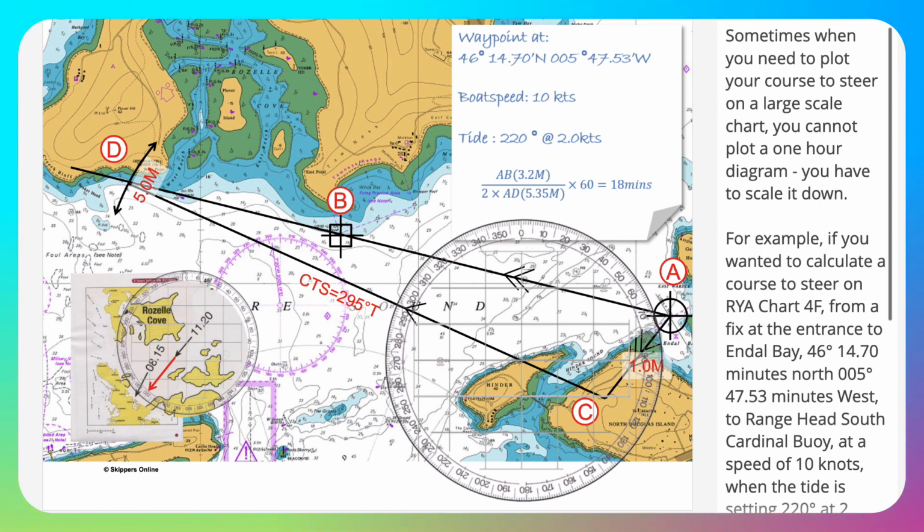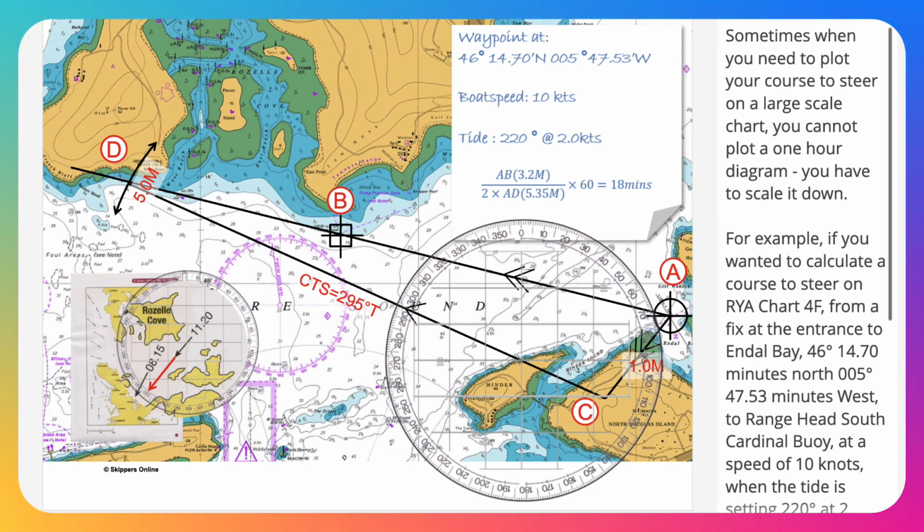Sometimes, when you need to plot your course to steer on a large-scale chart, you cannot plot a 1-hour diagram. You have to scale it down. For example, if you wanted to calculate a course to steer on RYA chart 4F from a fix at the entrance to Endell Bay, 46 degrees 14.70 minutes north, 005 degrees 47.53 minutes west, to Range Head South Cardinal Buoy at a speed of 10 knots, when the tide is setting 220 degrees at 2 knots, you could plot a half-hour diagram.